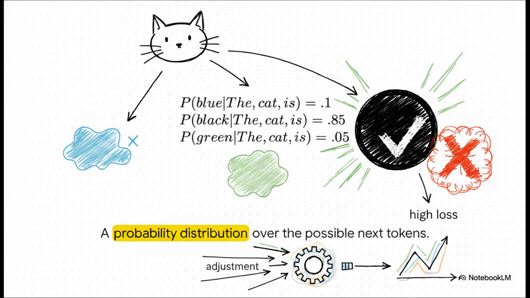To really visualize the math happening under the hood here, let's jump back to our cat. Given the sequence, the cat is, the model is assigning actual hard probability values to the next word. It might calculate the probability of the word black as 0.85. The probability of blue is maybe just 0.1, and green is 0.05. Now, if the true word in our training data was actually black, the model did a great job, right? The loss is low. But if the true word was green, the model was way off.